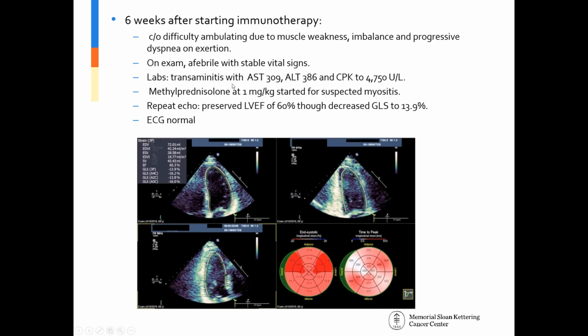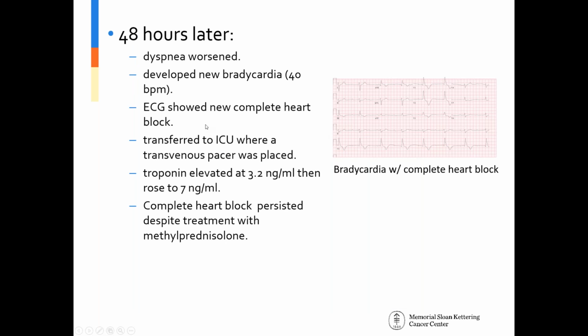Her labs were noted for transaminitis and a very high CPK, consistent with myositis, as well as, obviously, the transaminitis. Steroids were started, and a repeat echo was done, which showed preserved ejection fraction, though GLS had dropped to 13.9%. EKG at that time remained normal.